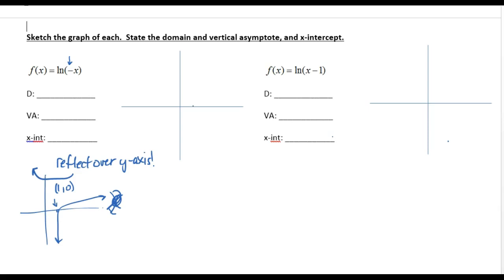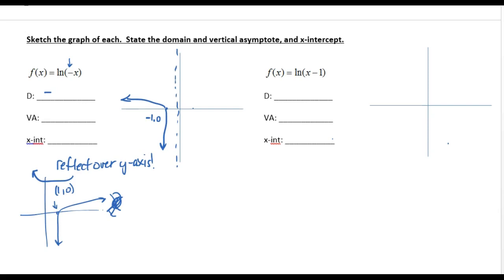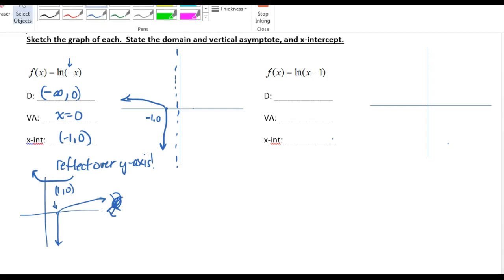So this point that was at 1, 0 is now over here at negative 1, 0. And my graph is doing this business. All right? So my asymptote still is at 0. Okay? But what's my domain? My domain is now negative infinity to 0. The vertical asymptote is where x is equal to 0. And what's my x-intercept? It's now negative 1, 0. Right? It flipped. So don't confuse yourself over that.